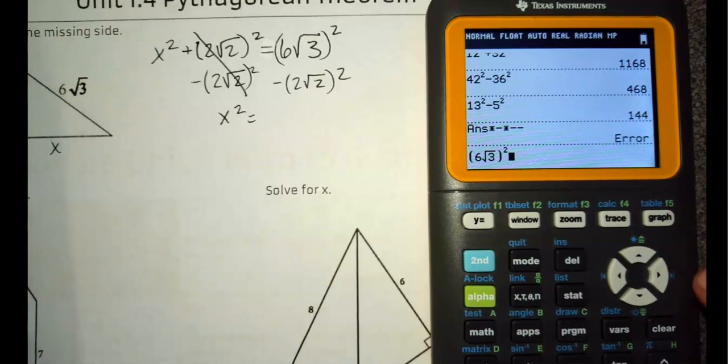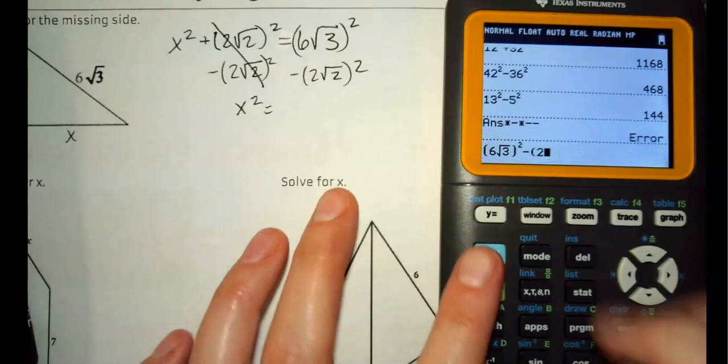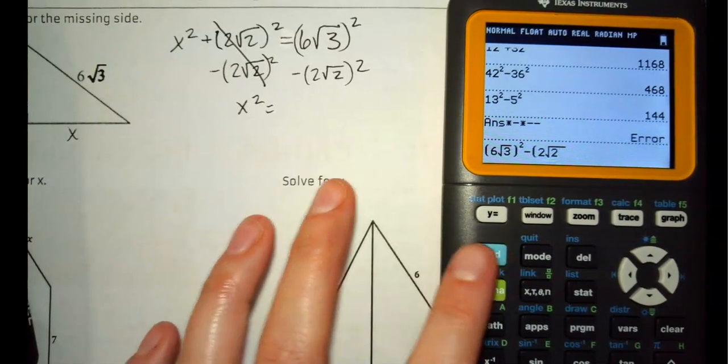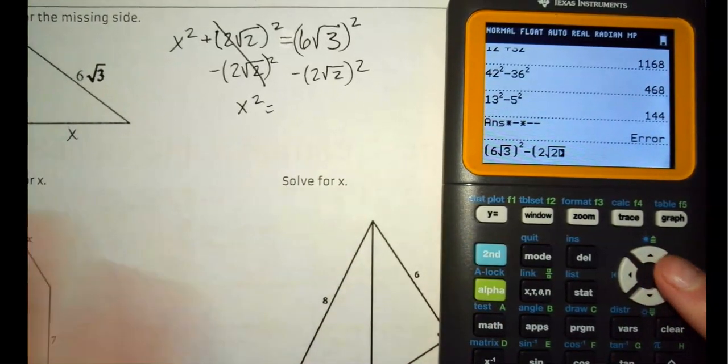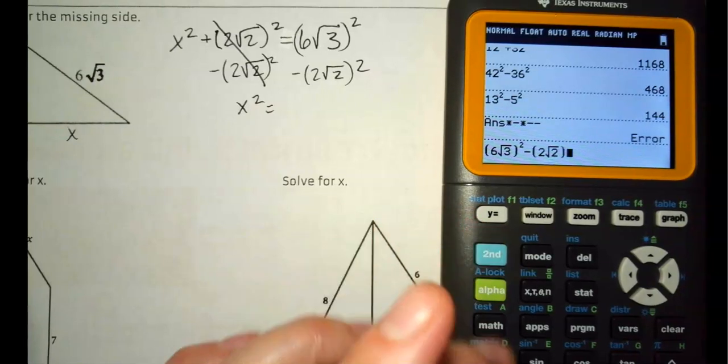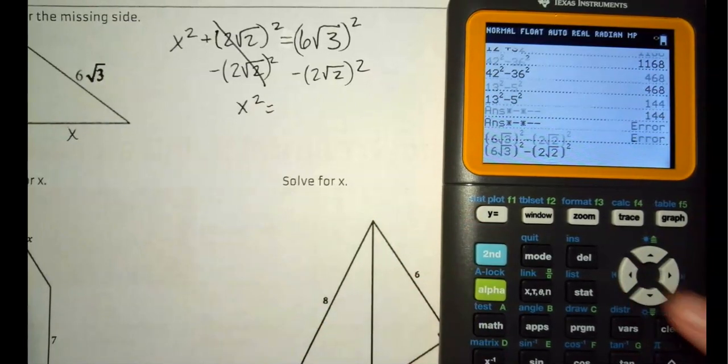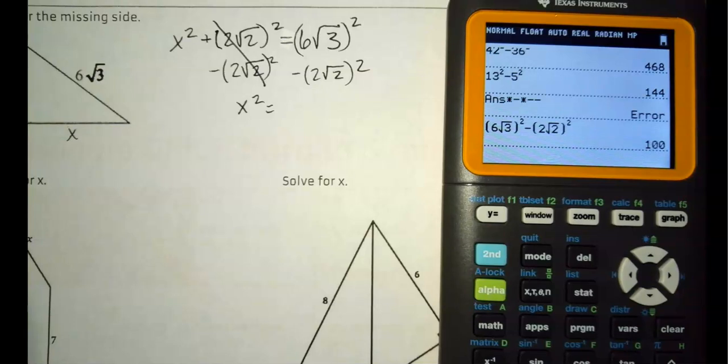Why is this important? I'll show you. You get a different answer if you don't do that. All right, and then subtract parentheses 2 root 2 squared. 2 root 2, right? Yeah. And you get 100. So, I mean, it's not too crazy.